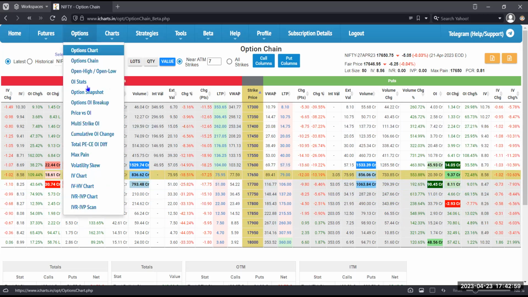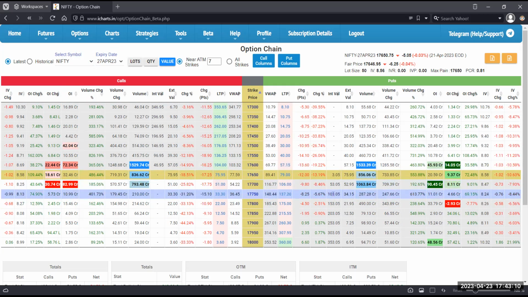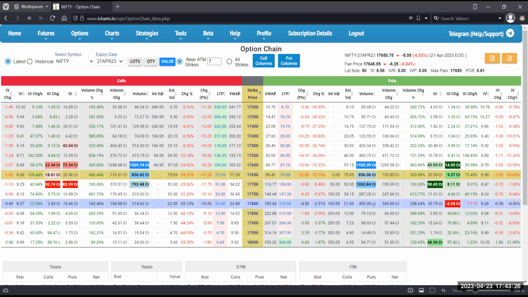In total PE COI, I had said that when you have selected all strikes, you need to see where around 1% unwinding is happening. That tells you that something significant is happening there. Or if not 1%, if you steadily see 0.5, 0.6, 0.7% unwinding, 2-3 continuous, that is also significant. You need to see that versus what is happening on the call side. So both sides you have to see.